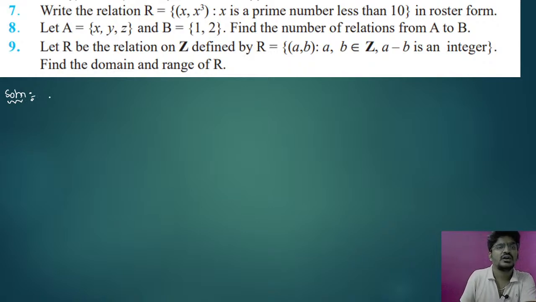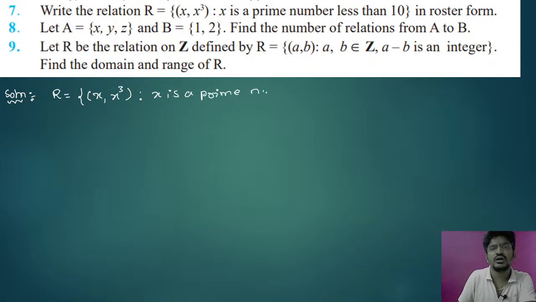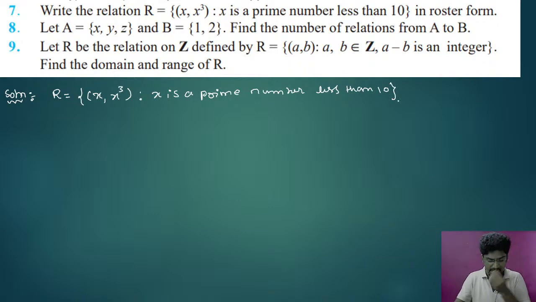Write the relation R is equal to the set of ordered pairs (x, x cubed) such that x is a prime number less than 10. If you understand the logic, it is very good. If you do not understand the logic, it is very horrible.